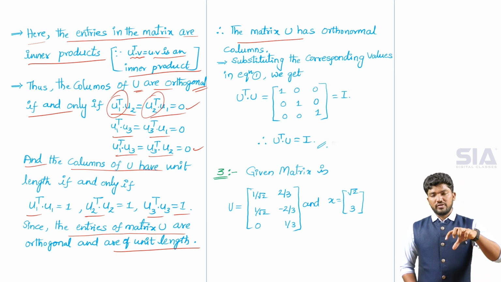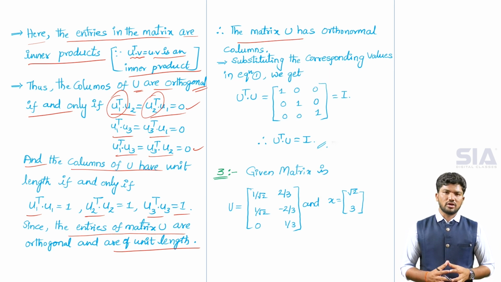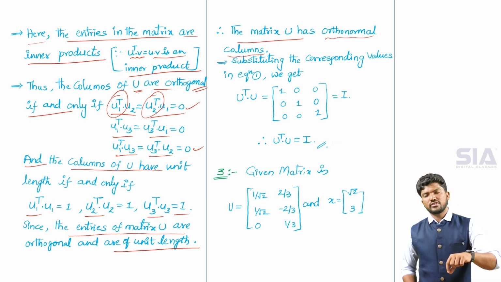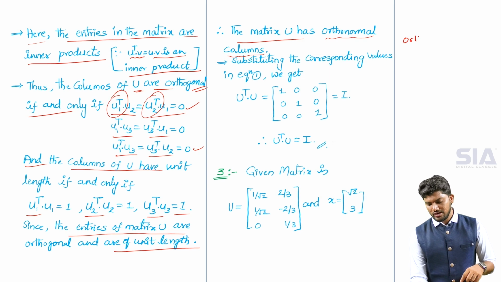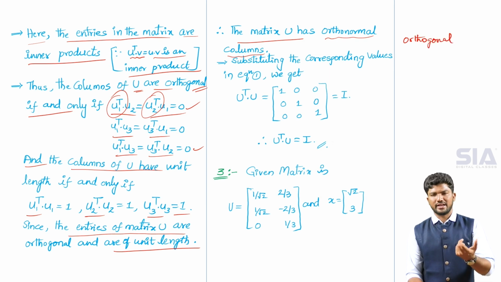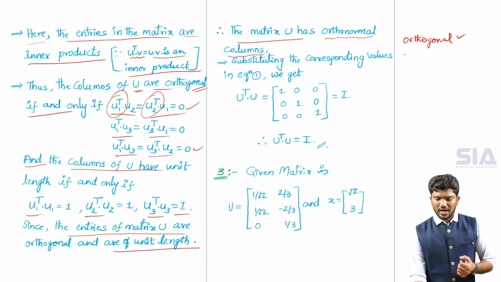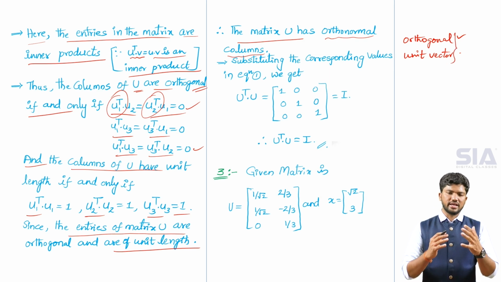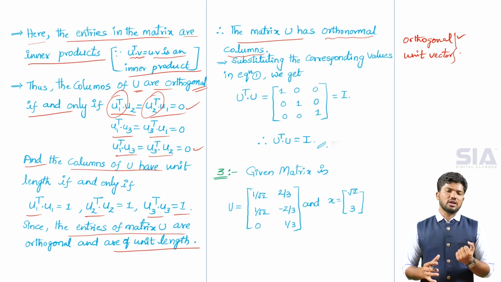Okay, so whenever capital U has orthonormal columns, what is that meaning? Orthonormal columns means the columns of capital U are first of all orthogonal. Columns of any matrix should first be orthogonal, and after that they are unit vectors. Unit vector means unit length. So if they are orthogonal and unit vectors, then they are called orthonormal columns.